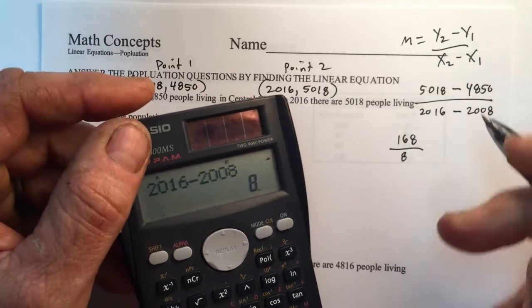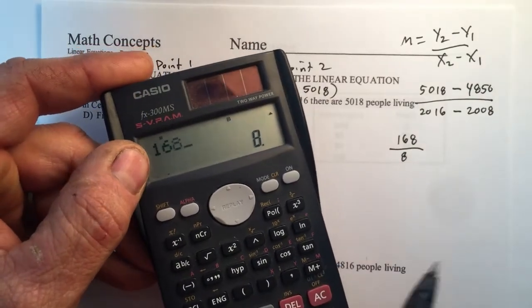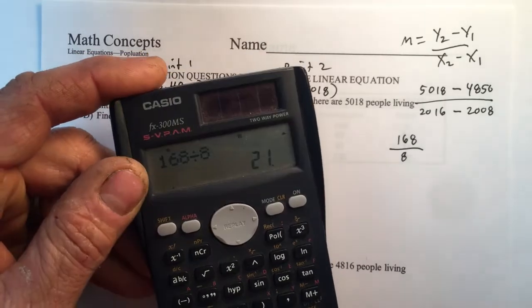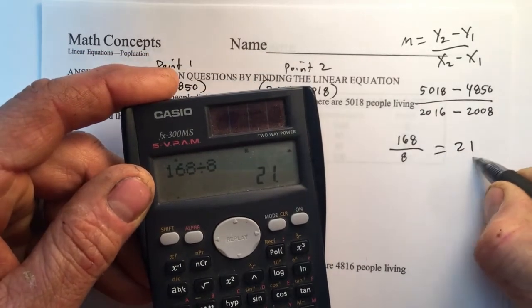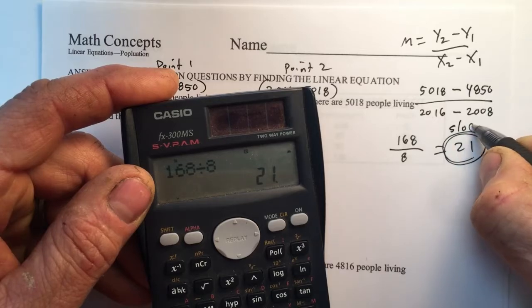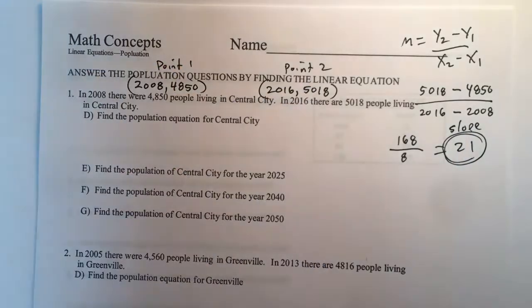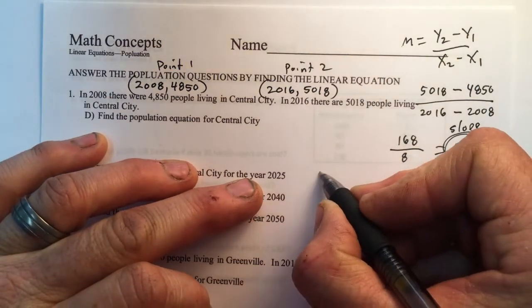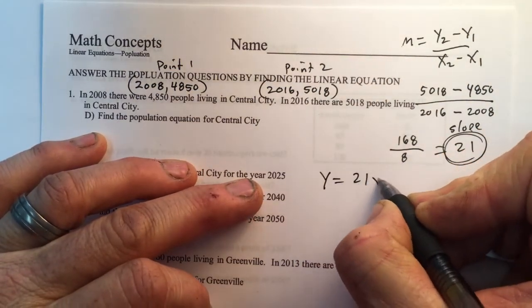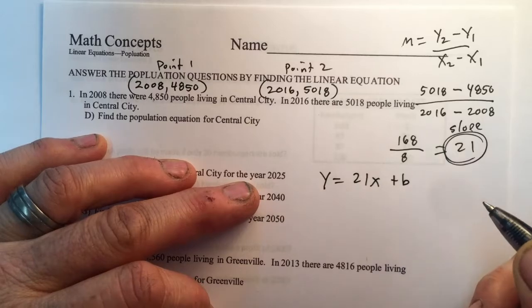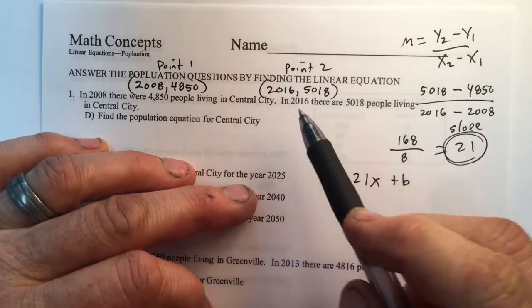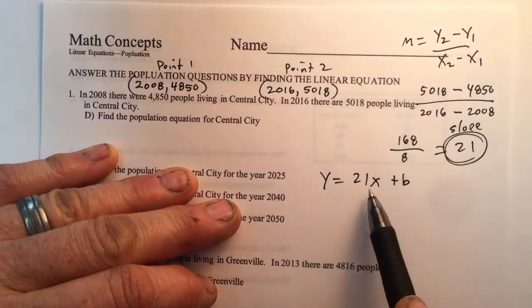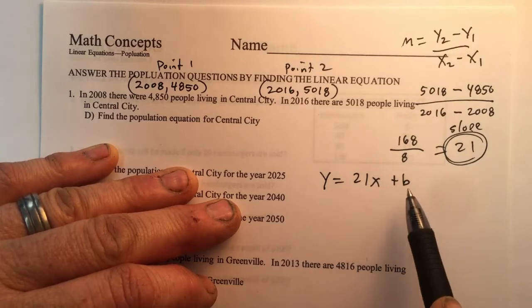And then simplify this if you can. Now all you do is just you go 168 divided by 8 and see if it simplifies. And this is a perfect 21. So there you go. That's my slope. 21. Okay. So that means now right here, y equals 21x. But it's the y-intercept I don't know. So I'm going to have to take one of my points and put that in for x and y to figure out what the y-intercept is.